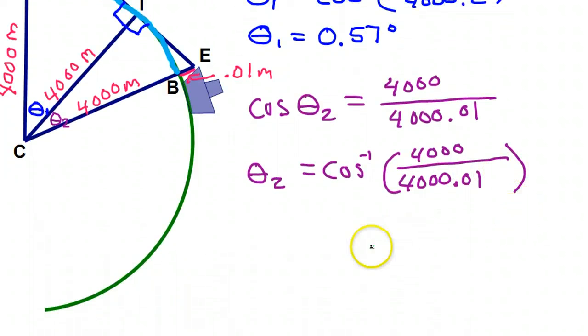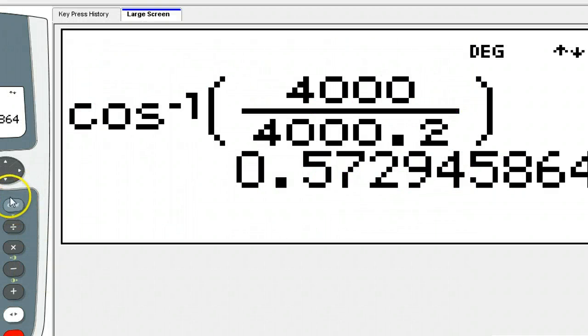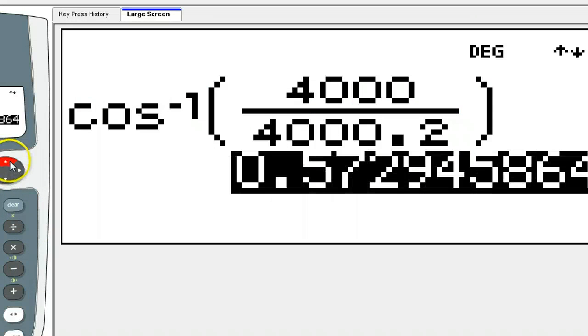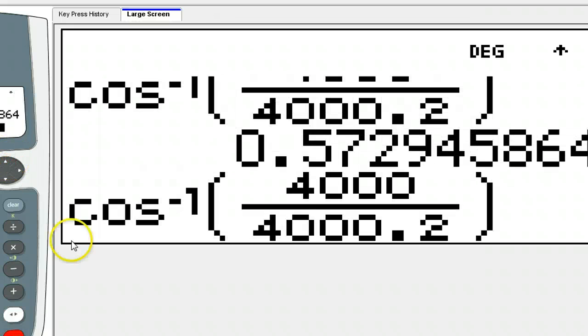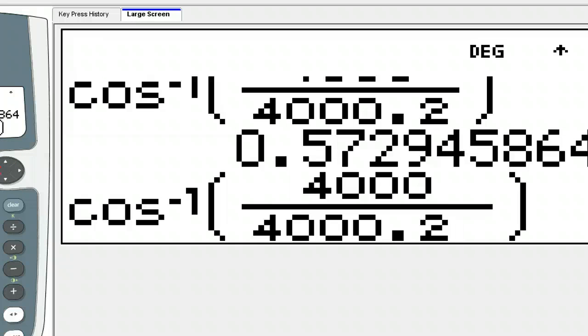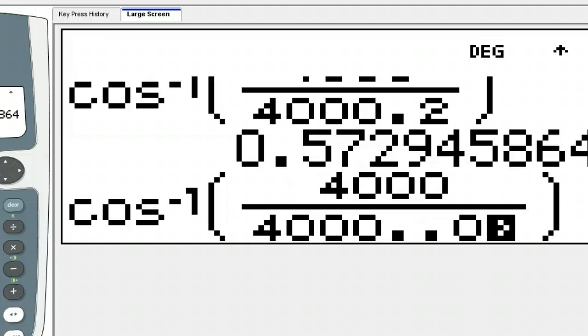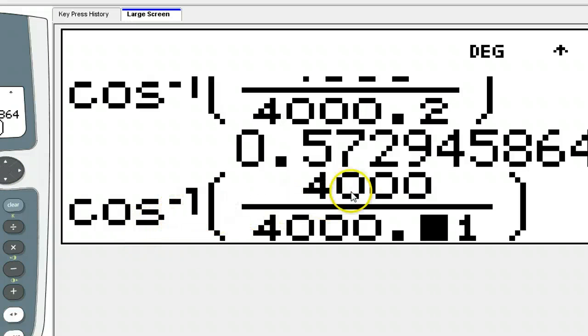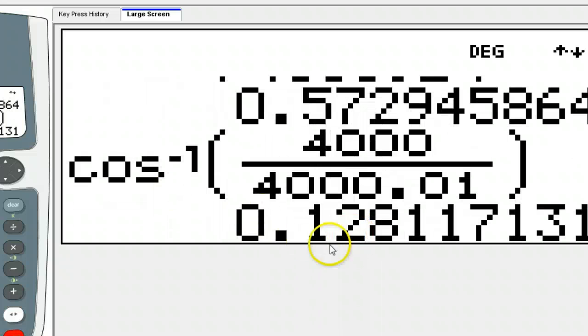So I'm going to put this in a calculator. I feel like just editing this because it's a lot to type in, so I'm just going to edit and make this 0.01. Whoops, extra decimal. So I got the inverse cosine of 4,000 over 4,000.01. Kabam! So this is 0.13 degrees. I'm rounding up.